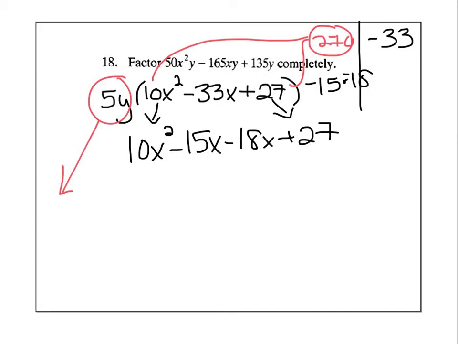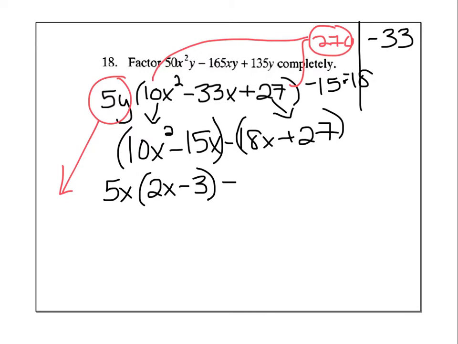The point of 4 terms is to group. So I'm going to group the first two and the last two. Now we look for our GCFs. 10x squared minus 15x, there's a GCF of 5x. 10 divided by 5 is 2. I have an x left over. 15 divided by 5 is 3.